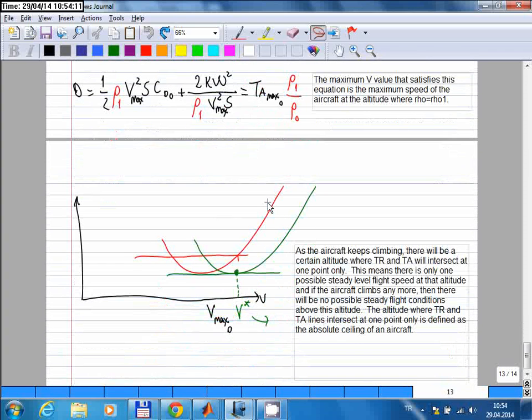And finally, there's an altitude at which the two will become coinciding at one point only. And if you keep climbing, then there will be no intersection at all. The thrust required will be higher than the available thrust at all speeds. So the altitude corresponding to this point is called the absolute ceiling. And the important thing here is the absolute ceiling can be achieved at one speed only. So you have to be flying at this particular speed, otherwise you can't really have a steady level flight at that altitude at any other speed.